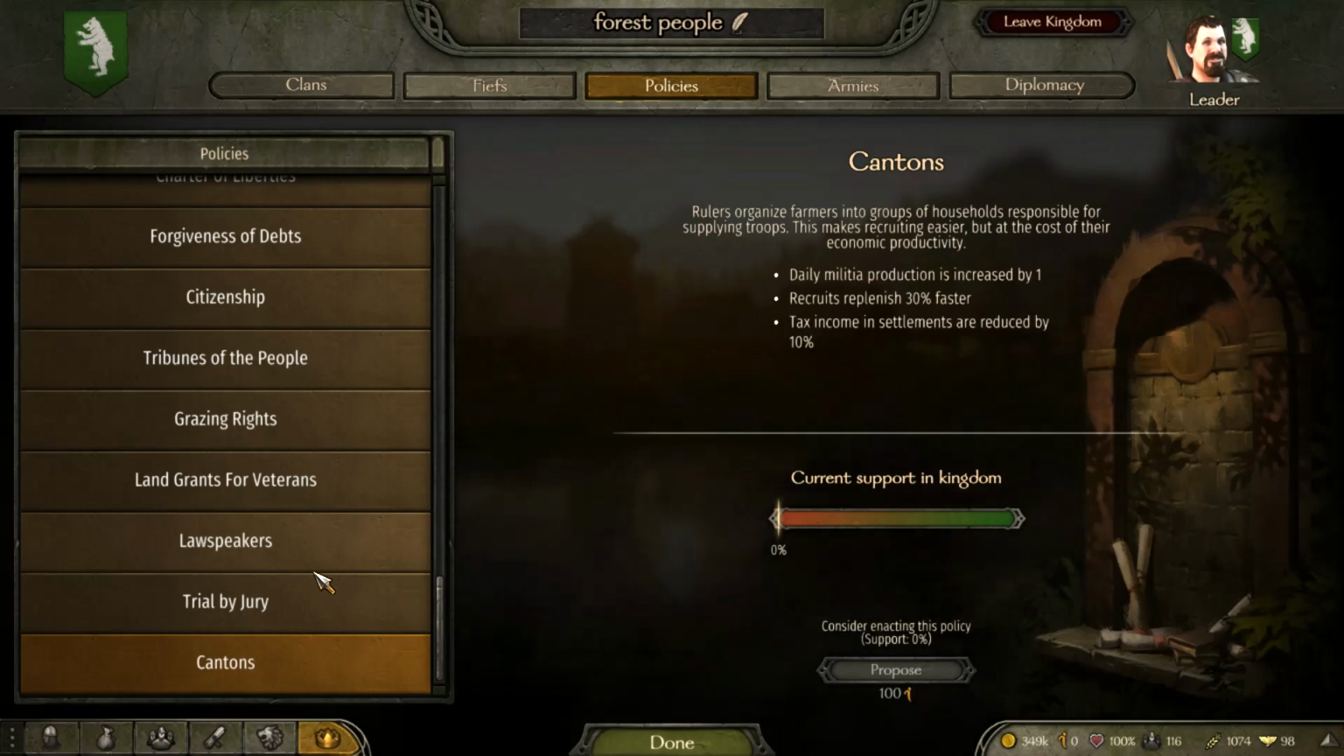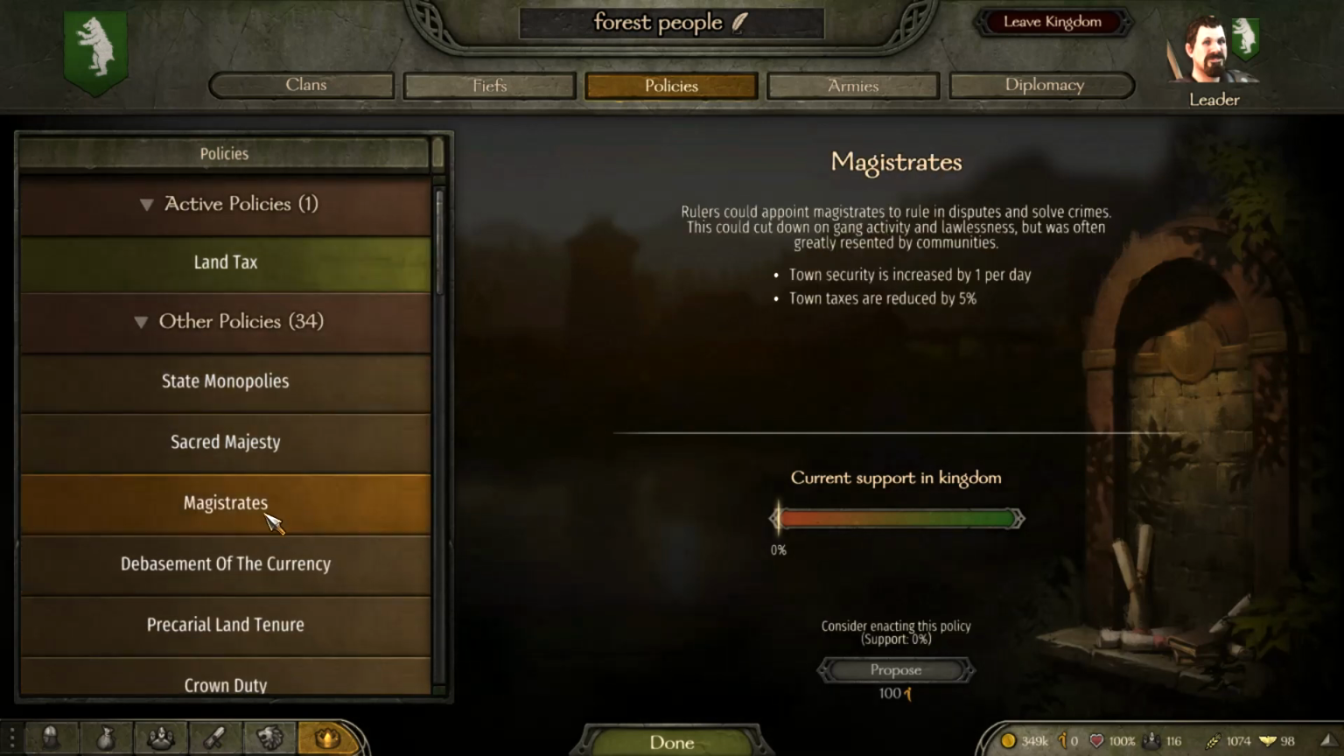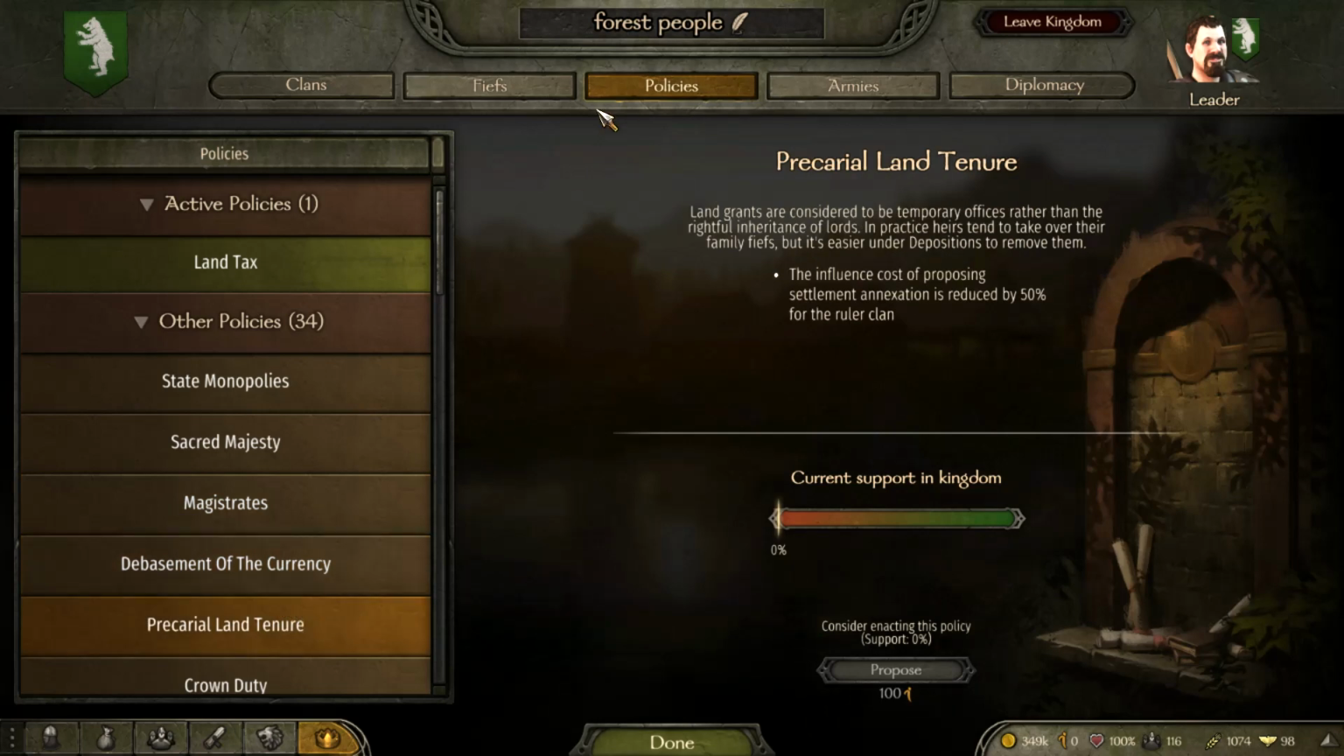But yeah, that's all of the policies, guys. I'm sorry if it's dragged on a bit. I've just tried to explain all of them as best I can. I've gone through all of them because I know some of you can't see them before you create a kingdom, and the last thing you want to do is just jump in, pick one without actually knowing what it does. So I hope this helps.